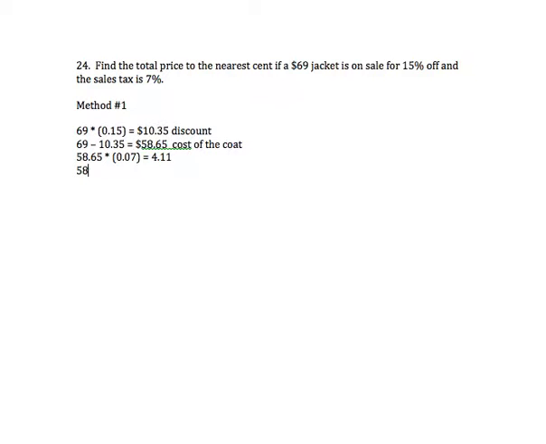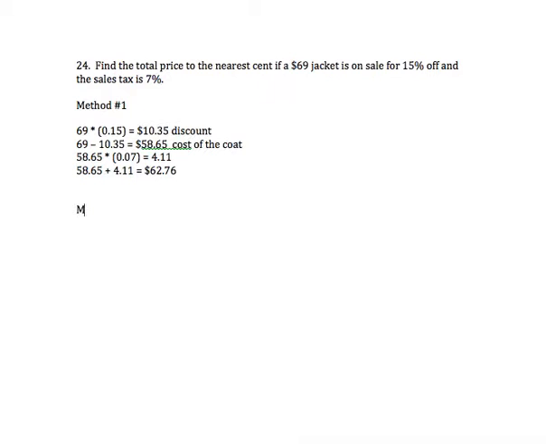So I need to now add that onto the cost of the coat. So the coat cost $58.65, and I will need to add to that the $4.11 to pay for my sales tax. That will give me a grand total of $62.76. And so that would be the cost of my coat with the discount and the sales tax.